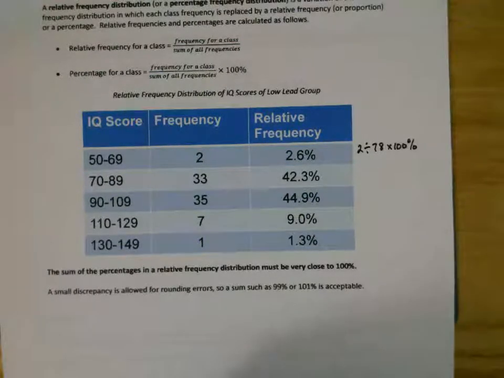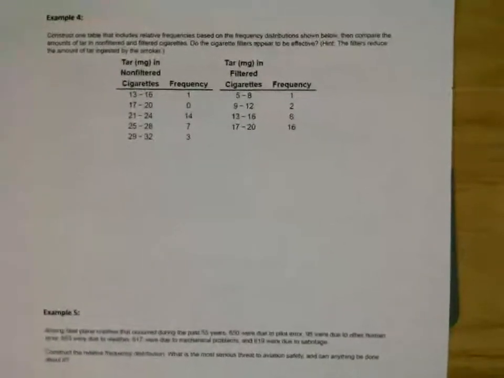Now, in example 4, we're going to do a relative frequency distribution. It says here, construct one table that includes relative frequencies based on the frequency distributions shown below. Then compare the amounts of tar in non-filtered and filtered cigarettes. Do the cigarette filters appear to be effective? And they do give you a hint that the filters reduce the amount of tar ingested by the smoker.